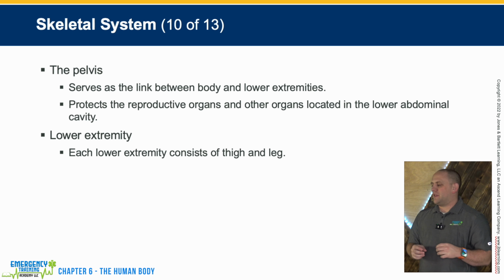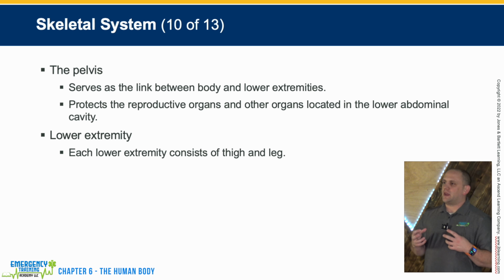Next major part of the skeletal system is our pelvis. This is the connection point between our upper body and our lower extremities. It protects our reproductive organs, as well as other organs that sit in the lower part of our abdominal cavity. And then we move on to our lower extremities. Our lower extremities are our legs.